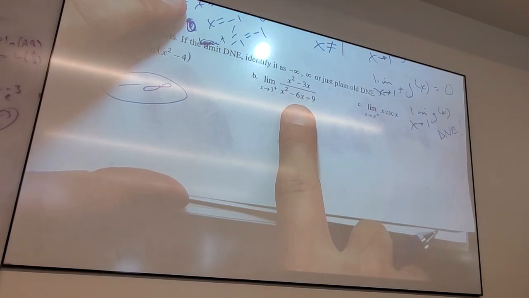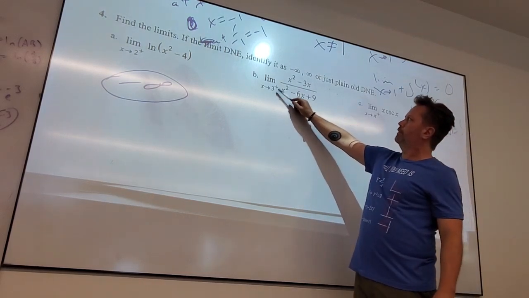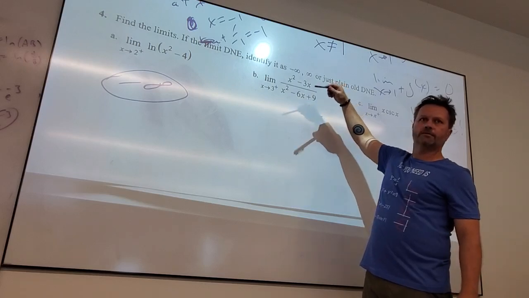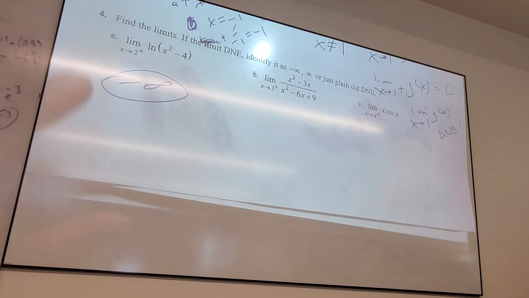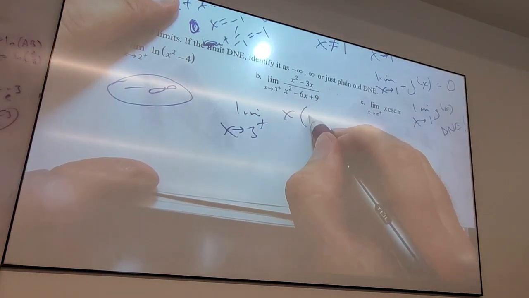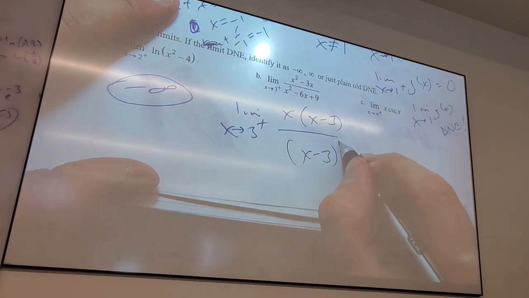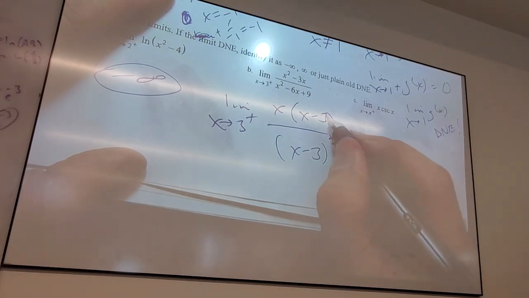What do you think is a good first step here? Factoring. And I want to point something out. If you plug a 3 in, you do get 0 over 0, correct? Okay. So again, check first. So what do I get when I factor this? I get x times x minus 3 over x minus 3 squared. Good. Is that all right? So what cancels? One x minus 3.